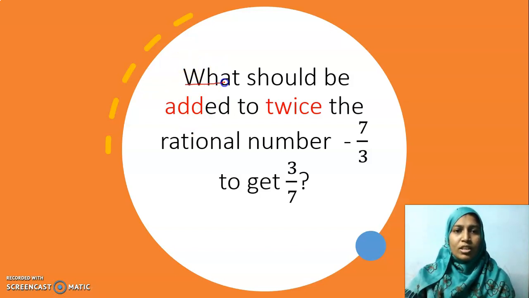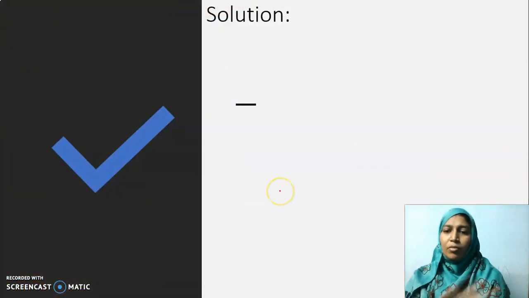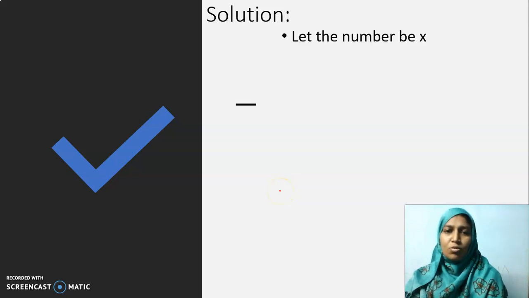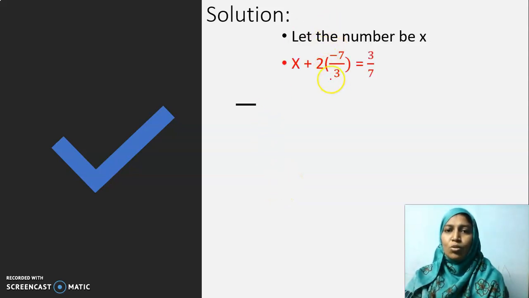So x plus twice the rational number minus 7 by 3. My equation is going to be x plus 2 into minus 7 by 3 is equal to 3 by 7. That very big statement has been transformed to a very simple thing.